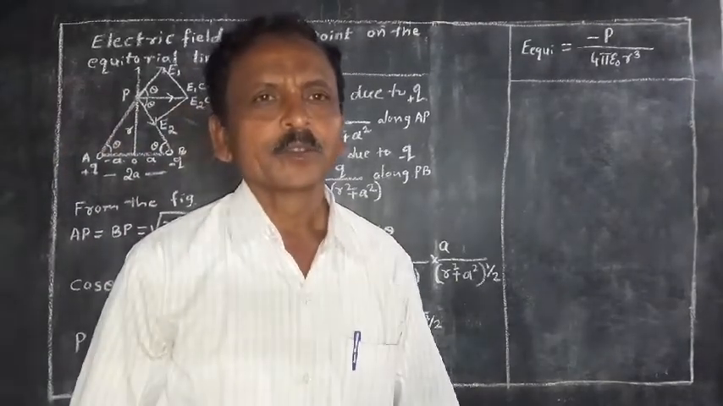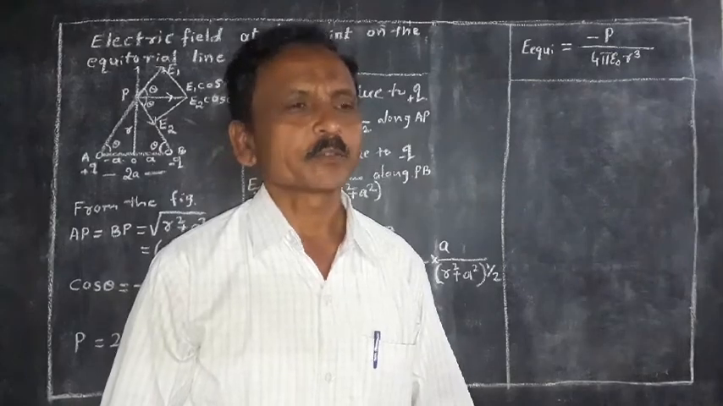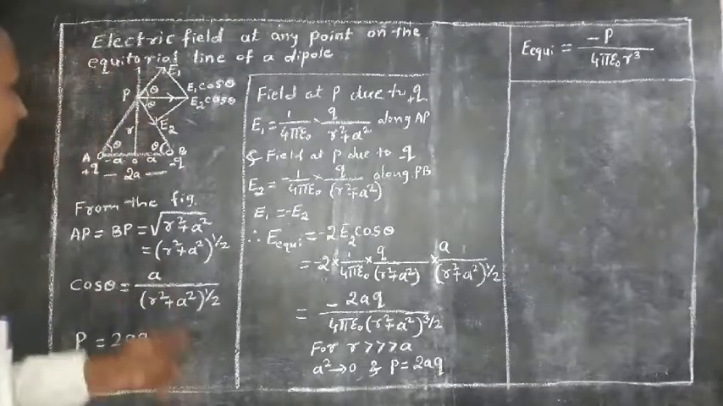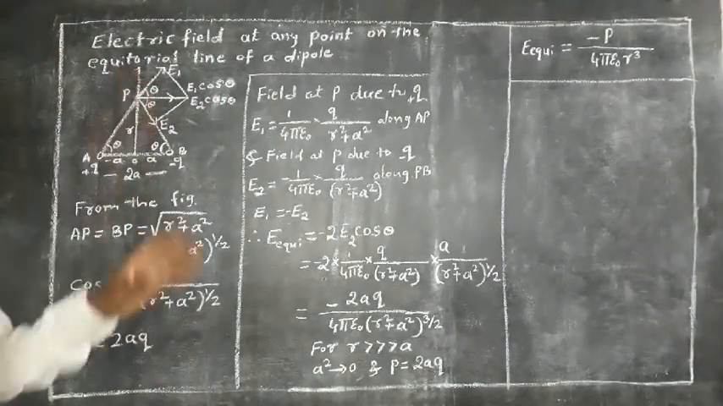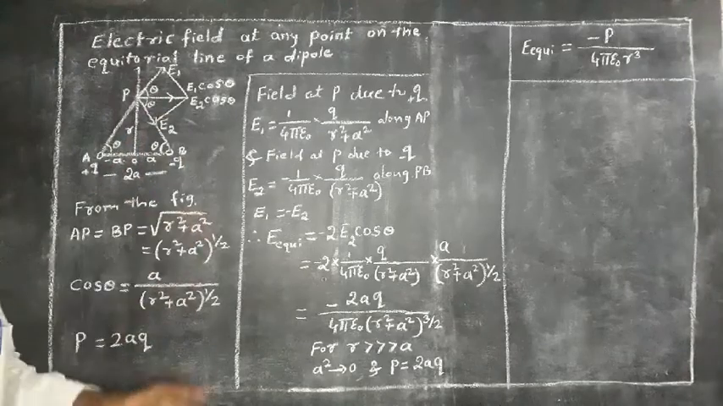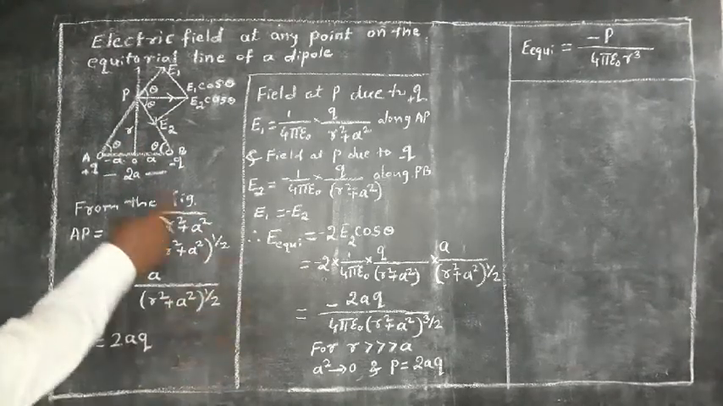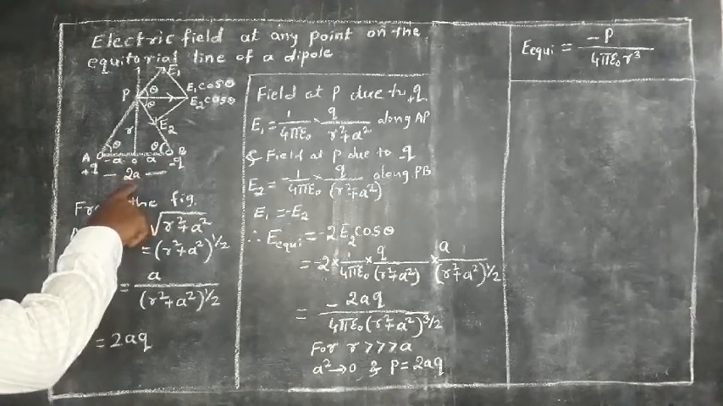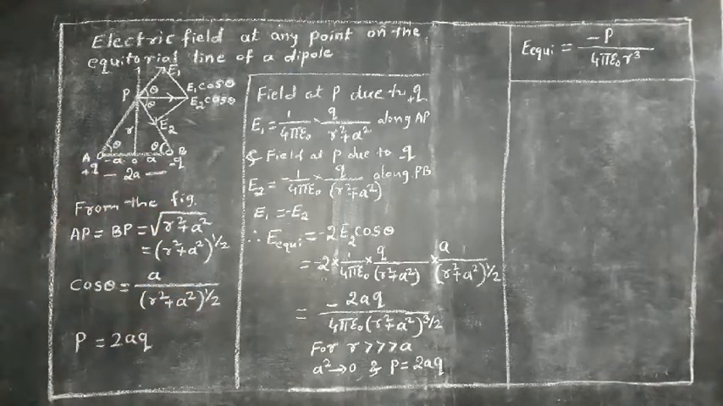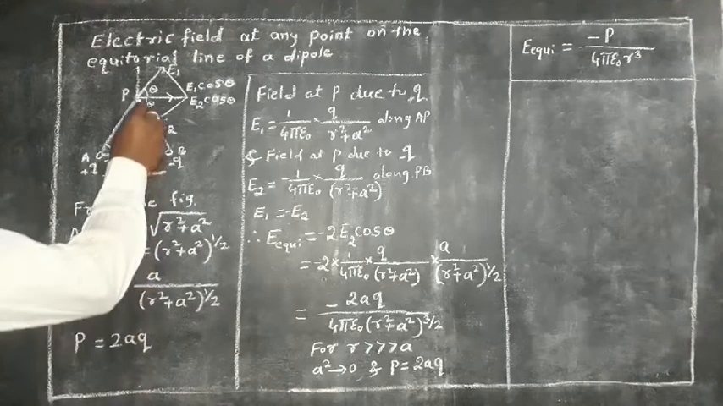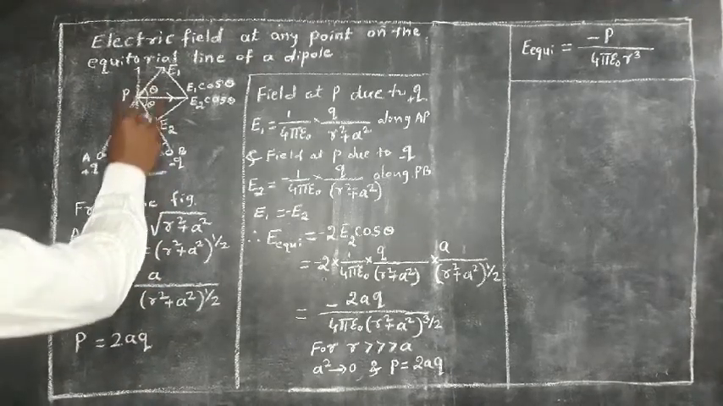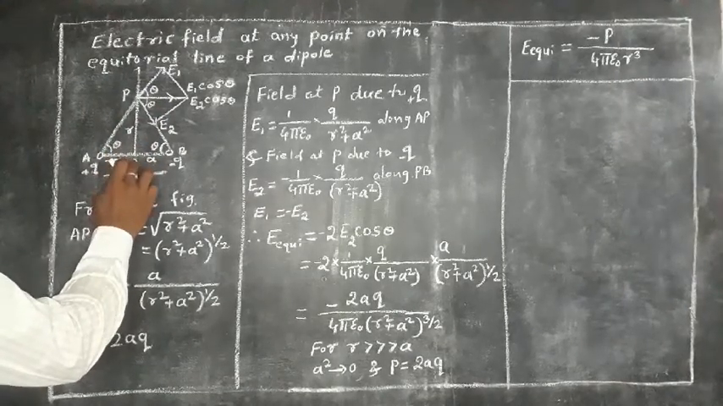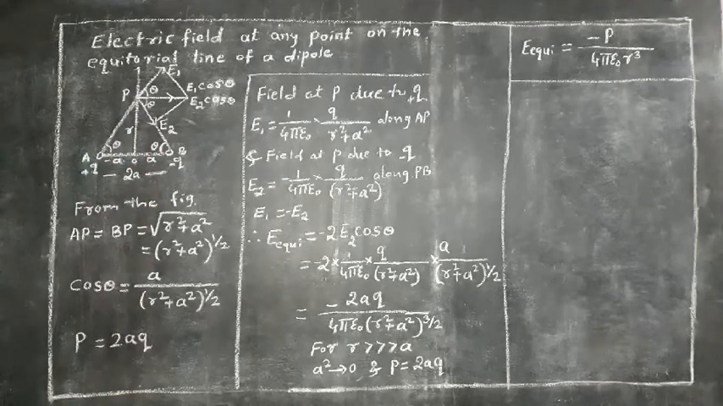Hello friends, today we are going to derive an expression for electric field at any point on the bisector of a dipole, or equatorial line of a dipole. Consider a dipole AB of length 2a placed in air medium. Let P be a point on the bisector at a distance r from the center of the dipole.